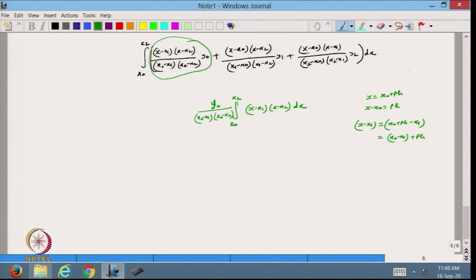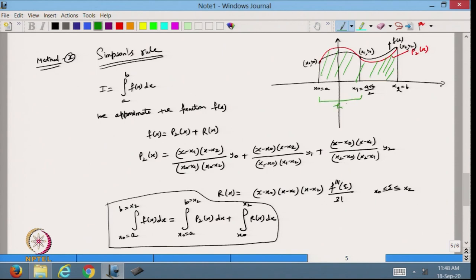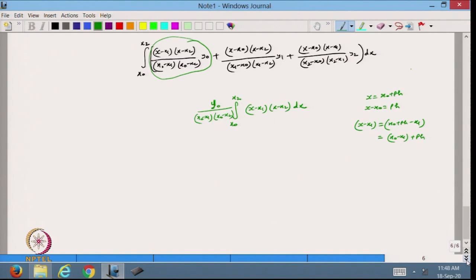Now, from the previous one, I know that x0 minus x1 is equal to minus h, and x2 minus x1 is also equal to h, the distance between the points. So, this is minus h plus p h, which can be written as h times (p minus 1). Similarly, x minus x2 can be written as x0 plus p h minus x2, so x0 minus x2 plus p h. Here x0 minus x2 is minus 2h, so this is minus 2h plus p h, and taking h common, this is h times (p minus 2).